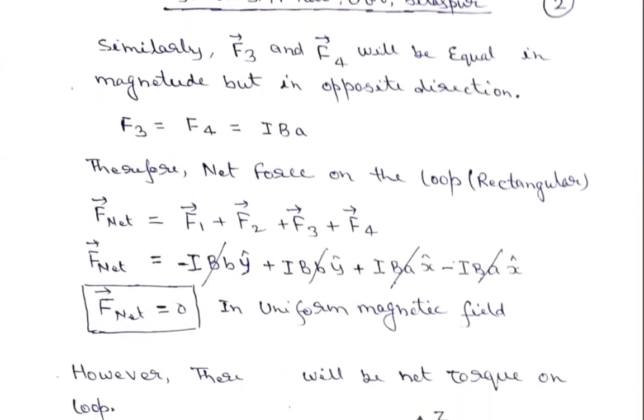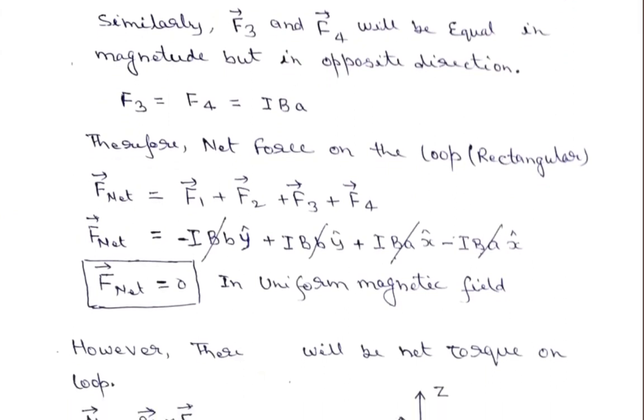Now let us calculate the forces F3 and F4 on sides 3 and 4. They will also be equal but in opposite direction. If you write the magnitude of F3 and F4, it will be equal to I into capital B into the length of the side, that is small a. So I B into a is the magnitude of the force, but they act in opposite directions.